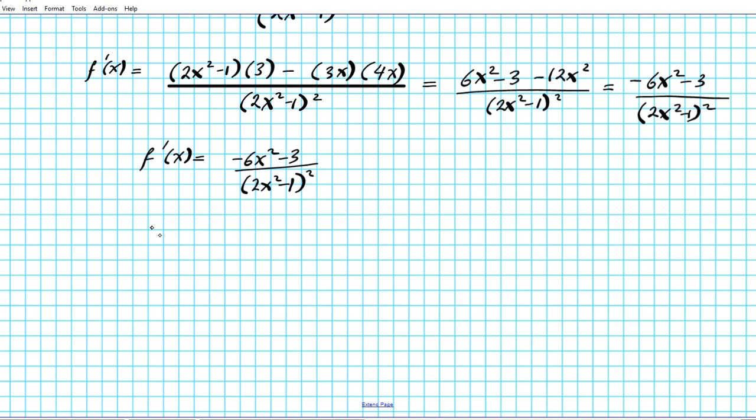Okay, so let's go ahead and find the critical numbers. We're going to look for where the derivative is equal to 0 and where the derivative is non-existent. Okay, let's do where the derivative is equal to 0 first. Do you know what we extract here to accomplish that? We take the numerator, okay, so negative 6x squared minus 3 is equal to 0. Let's solve this. Negative 6x squared, you add 3 to both sides, equals 3. Divide both sides by negative 6.